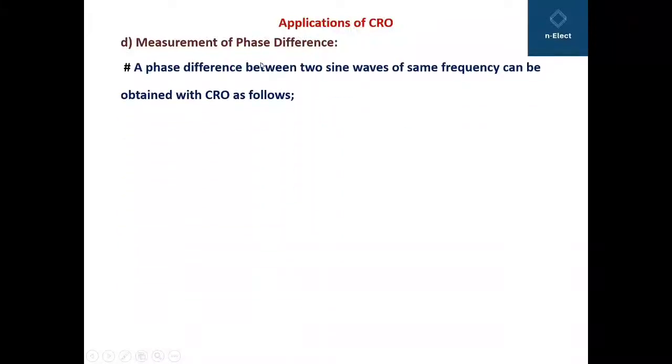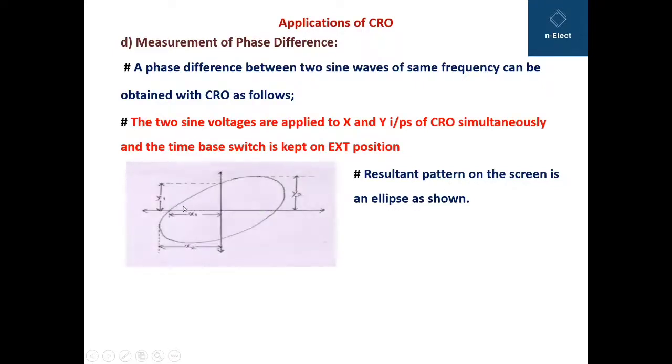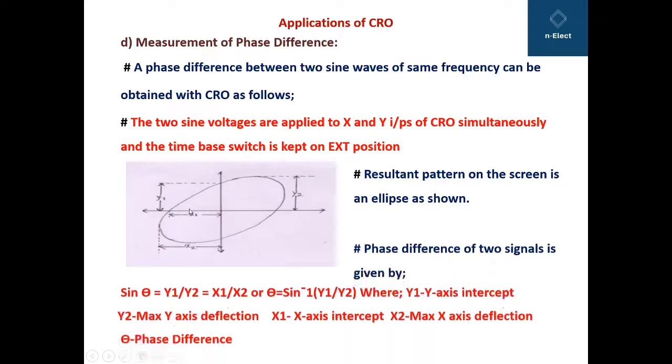Then measurement of phase difference. A phase difference between two sine waves of the same frequency can be obtained with the help of CRO as follows. The two sine voltages are applied to X and Y inputs of CRO simultaneously, and the time-base switch is kept again on external position. Resultant pattern on the screen is an ellipse as shown, you can see here.